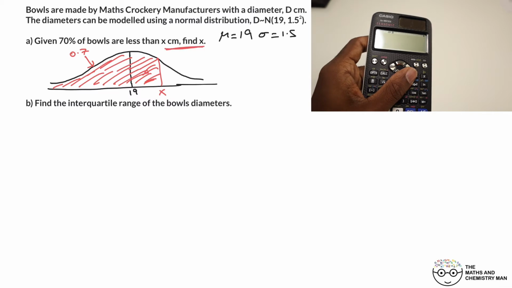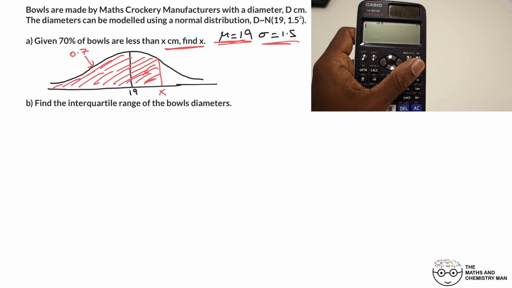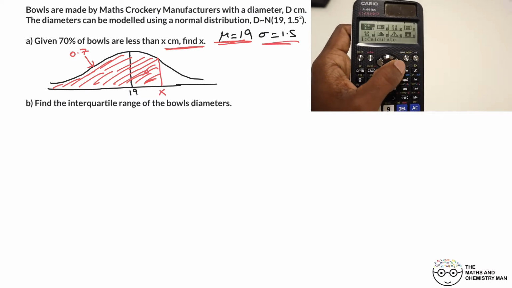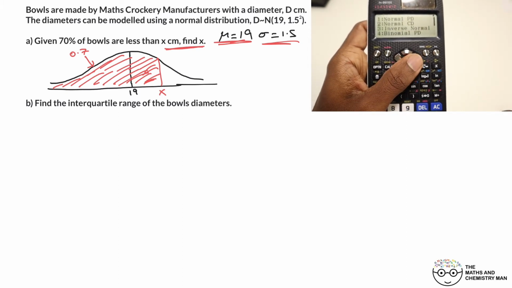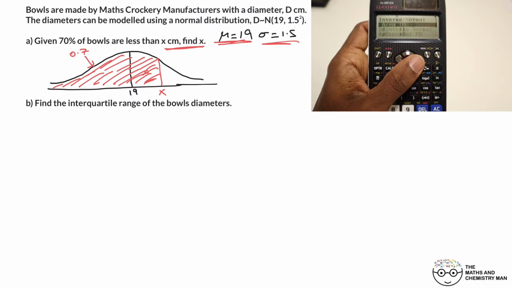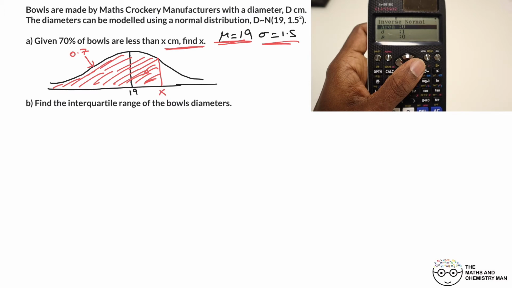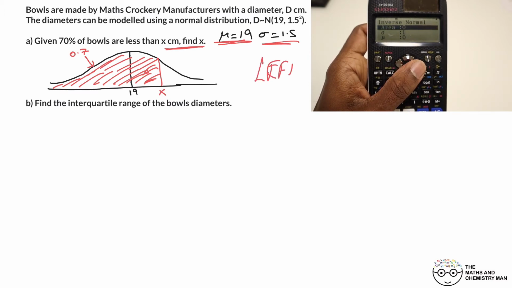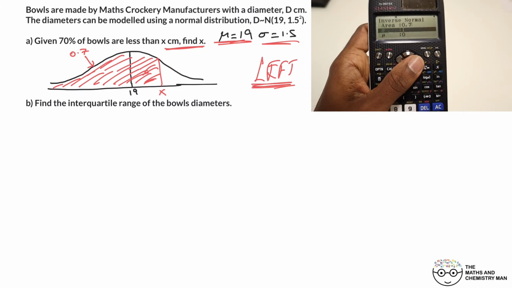Now, whenever you've got area to the left and you've got your mean and standard deviation, what you need to do is use what is called the inverse normal function on your calculator. So let's head over to the inverse normal function. We're looking for option number 3, inverse normal. So hit 3 and it brings this up. Area, remember, is always area to the left, okay? So the area to the left of x is 0.7. So I'm going to put in 0.7 as my area.